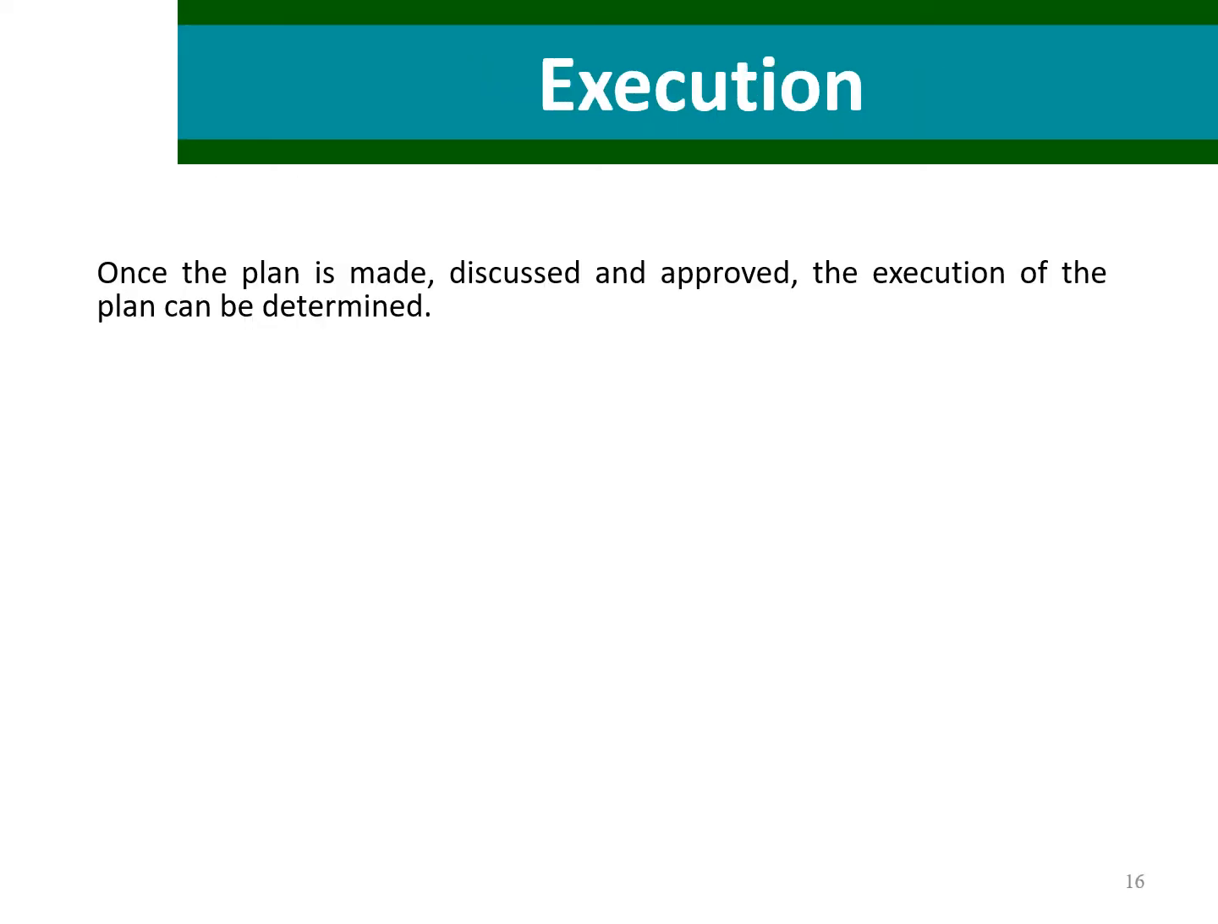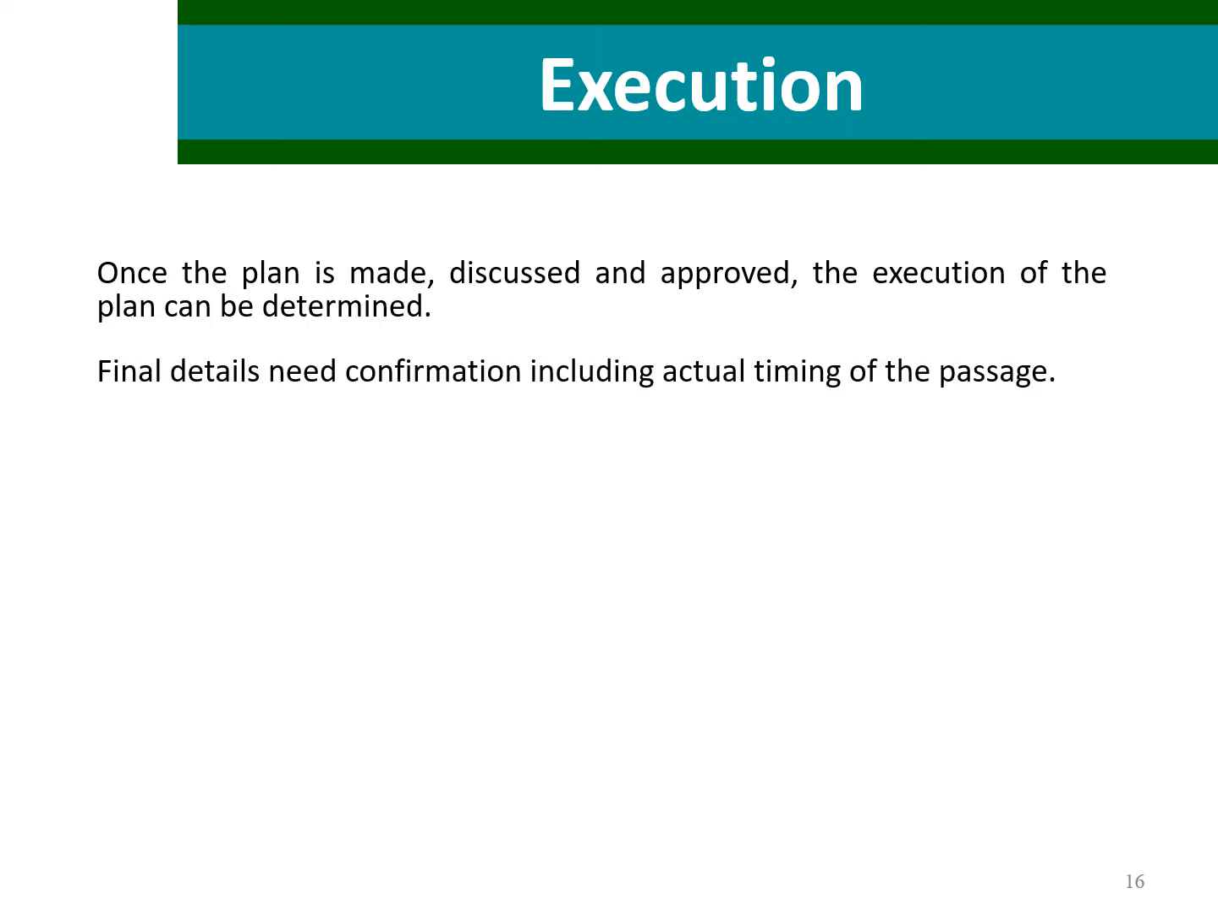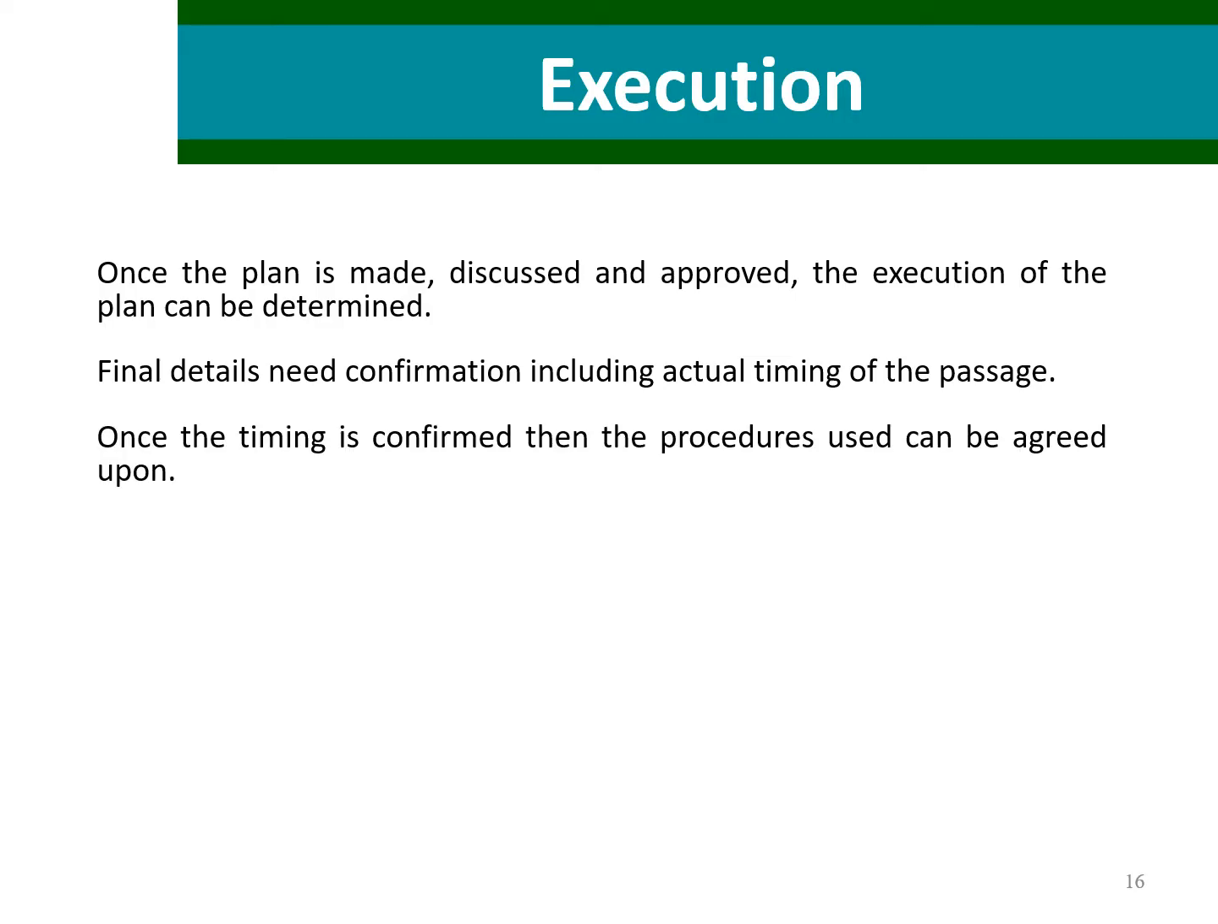Then we talk about the execution stage of the passage plan. Once the plan is made, discussed and approved, the execution of the plan can be determined. The final details need confirmation, including the actual timing of the passage. Once the timing is confirmed, then the procedures used can be agreed upon.